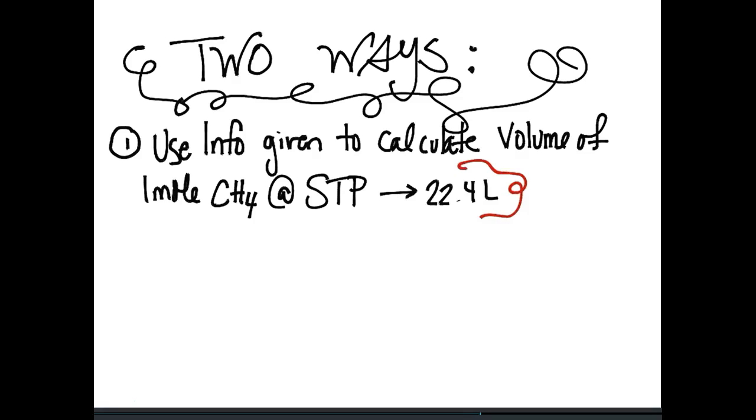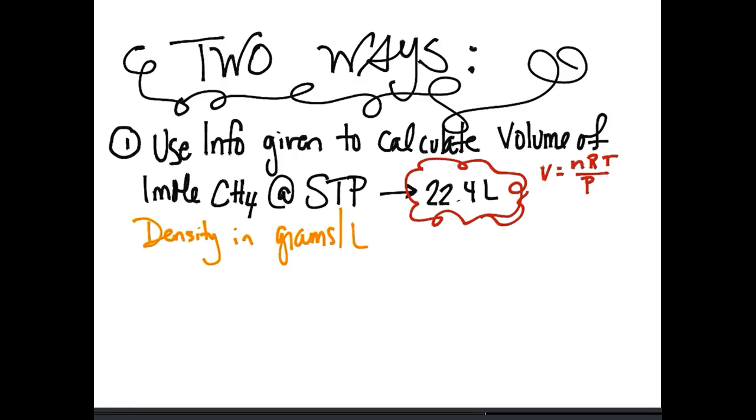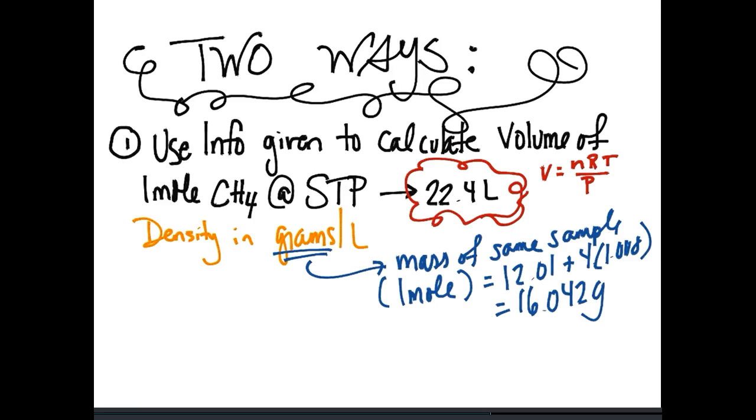And generally, any gas that behaves ideally is going to occupy a volume of 22.4 liters at standard temperature and pressure. You can plug those numbers in and get that volume. So the density in grams per liter, because you know the mass of the same sample, which is 1 mole, will have a mass of the molecular weight, 16.042 grams. So you know that 1 mole at STP, if it behaves ideally, should occupy the volume of 22.4 liters. Now you can calculate this by plugging these numbers in here.